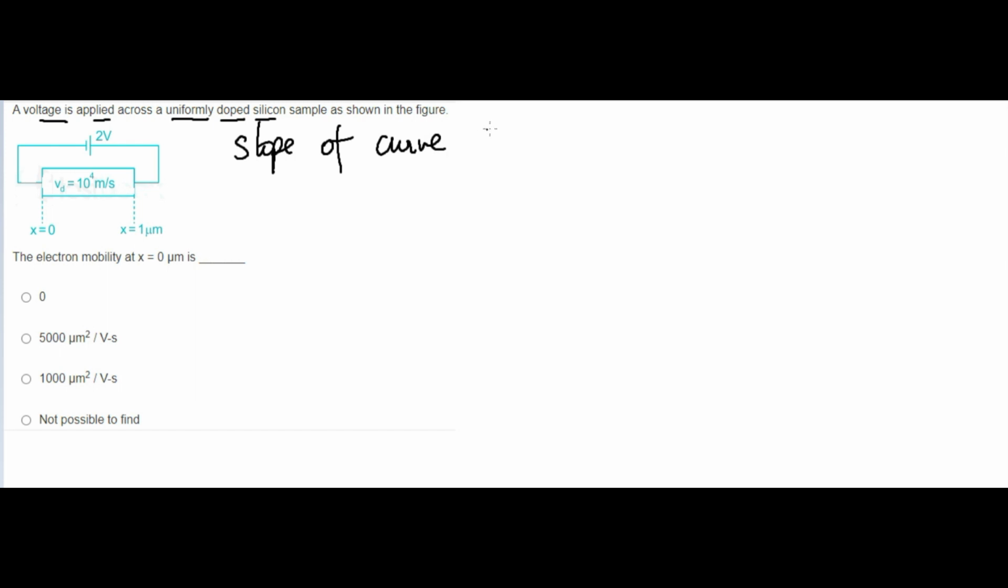How can I write? You can write mu n is equal to small vd divided by capital E. And we can go for the calculation part.